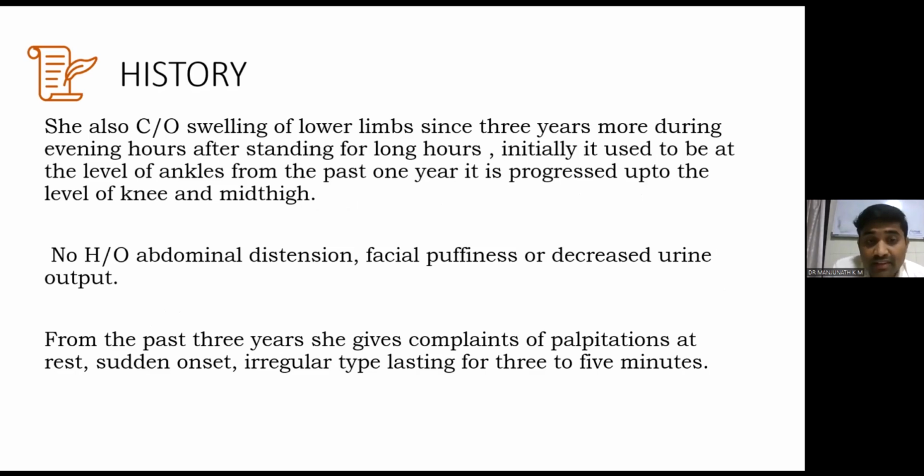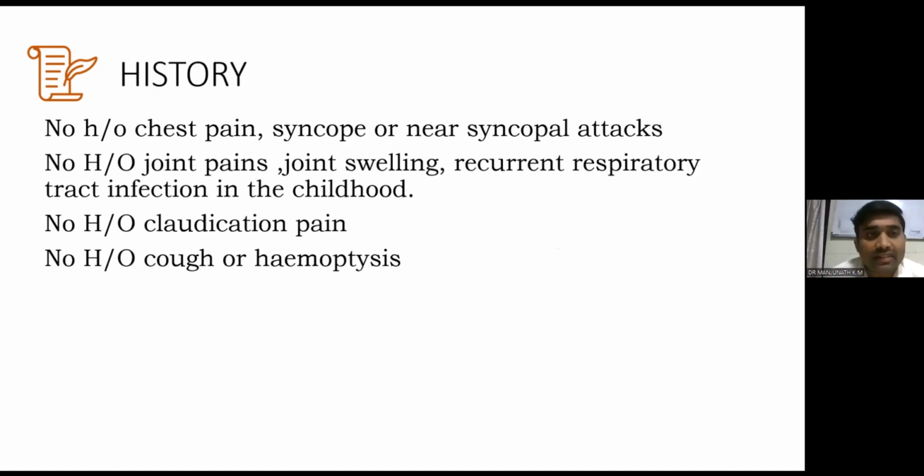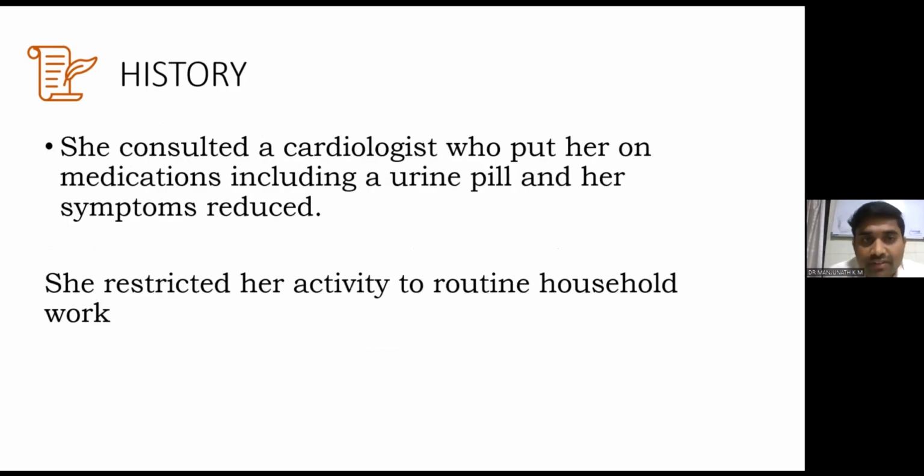For the past 3 years, she also gives complaints of palpitations at rest, which are of sudden onset, irregular type, lasting for some 3 to 5 minutes. There is no history of chest pain. There is no history of syncope or near syncopal attacks. No history of joint pains, joint swellings, or recurrent respiratory tract infections in childhood. No history of claudication pain. No history of cough or hemoptysis. For all these complaints, she consulted a cardiologist who put her on medications, including a urine pill, and her symptoms reduced. Presently, she has restricted her activity to routine household work.